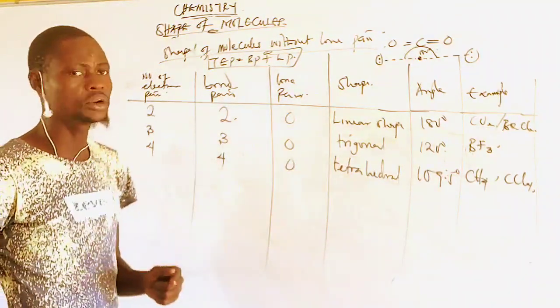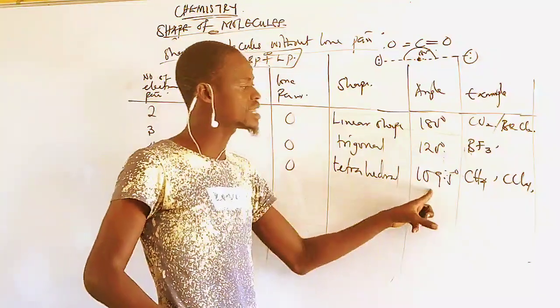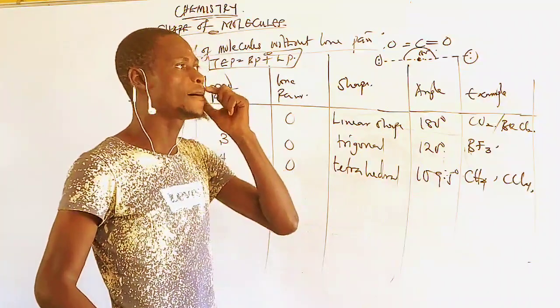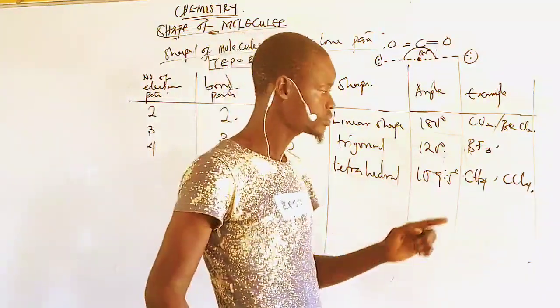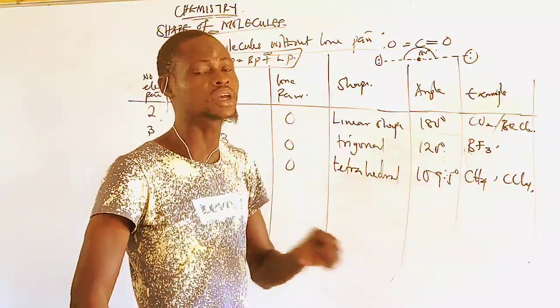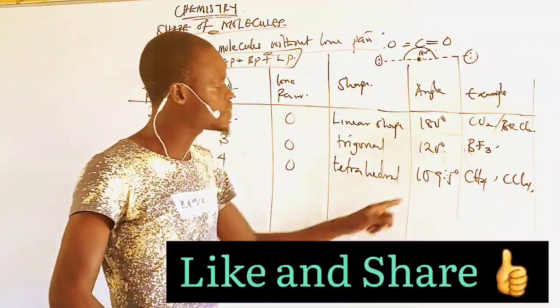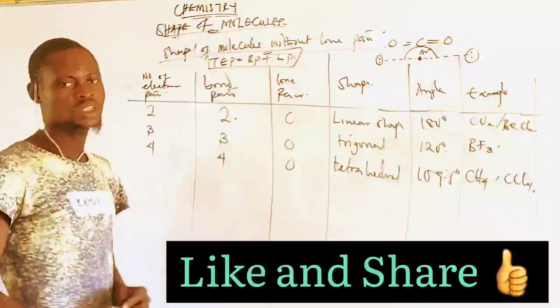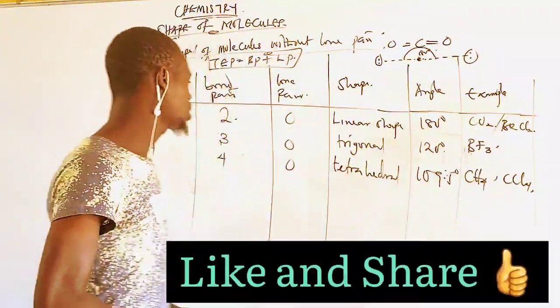And take note that it is not only methane that has the tetrahedral shape. Are you getting me? This bond angle is found in most of the alkane family. The alkane family has a bond angle of 109.5 degrees. One of the major reasons for that will be explained in the next video.